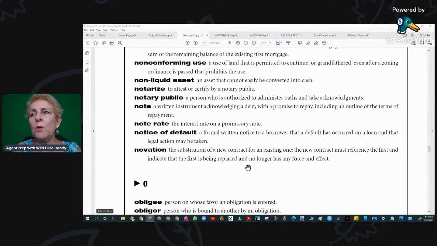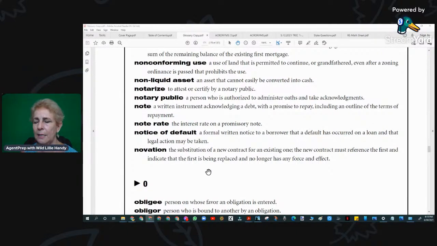Notice of default, a formal written notice to a borrower that a default has occurred on a loan and that legal action may be taken. So the deed of trust that we have in the state of Texas, instead of a mortgage, we have a deed of trust. And there will be a notice of default. What happens when the borrower defaults? So it's a written notice to the borrower, and it'll come from the trustee in the state of Texas because of the deed of trust. In another state, it has to go through the court system to get approval from a judge.